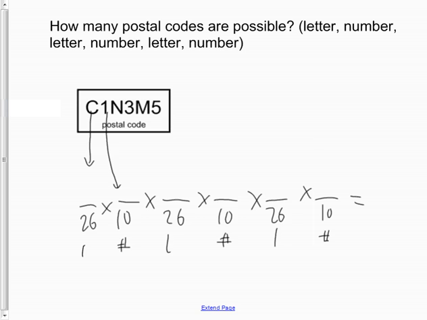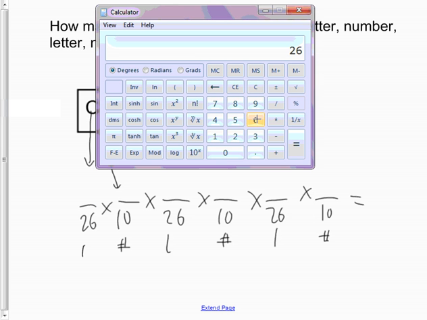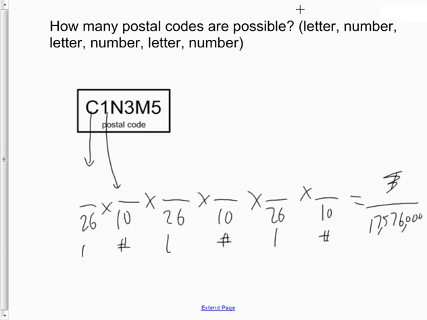So if I take my calculator and go 26 times 10 times 26 times 10 times 26 times 10, and press equals, I get 17,576,000, or approximately 17 million. So there are 17,576,000 different combinations of postal codes, which means if you broke down the entire country into 17 million different regions, each one with its own unique postal code, that would allow us to have unique postal codes for everywhere in Canada. That's kind of an interesting one when you think about it.